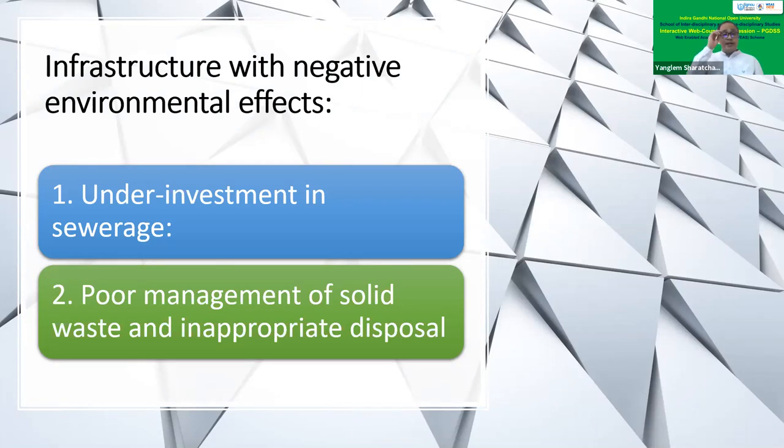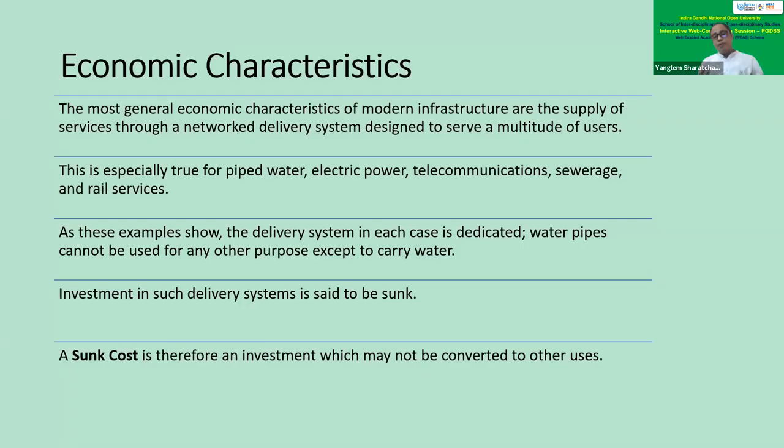If you do not properly plan it, then it has a negative impact. For example, under-investment in sewage, there may be leakage. Or when you do not have a proper wastewater treatment plant, instead of proper treatment of water, it will spread those wastes to nearby areas. For example, poor management of solid waste, or when you are developing those kinds of infrastructure in an inappropriate place, then that will make a nuisance.